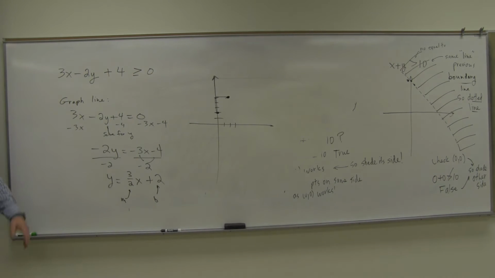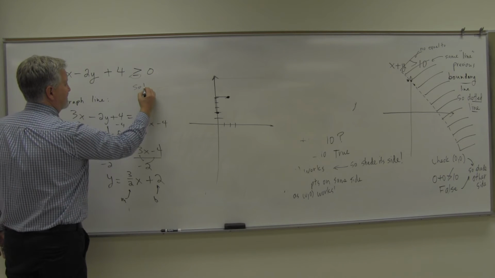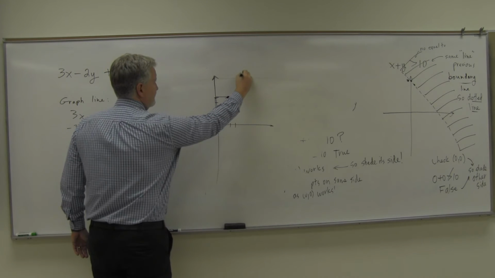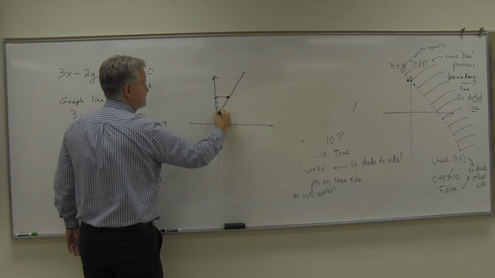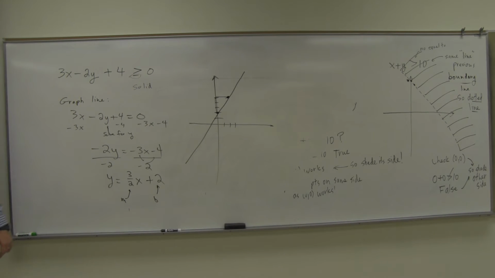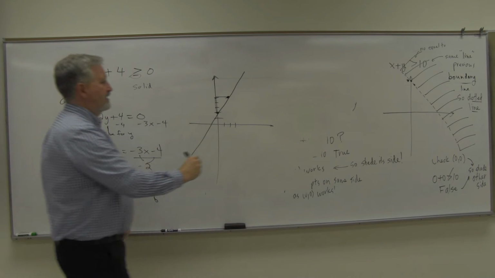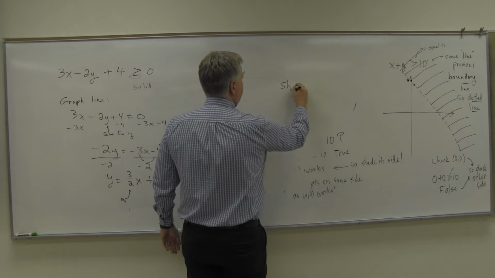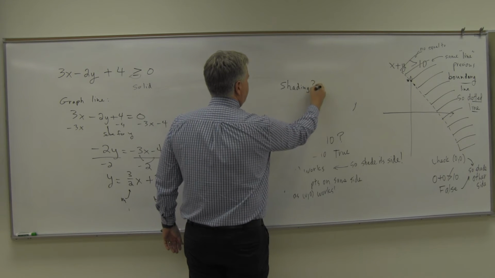Now on these, you have to say solid or dotted. What we got here? This one's solid or dotted? Solid, yeah, you got the solid. You got the equal to parts, so you got solid. But that's not nearly all the solutions because we've got the inequalities. So I say, well, what about the shading?